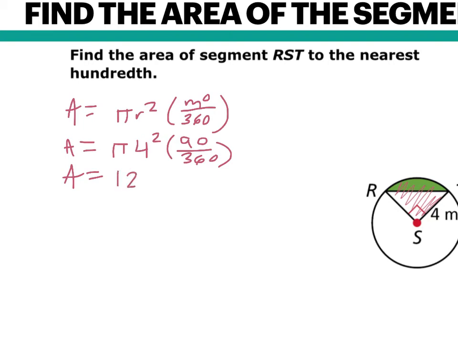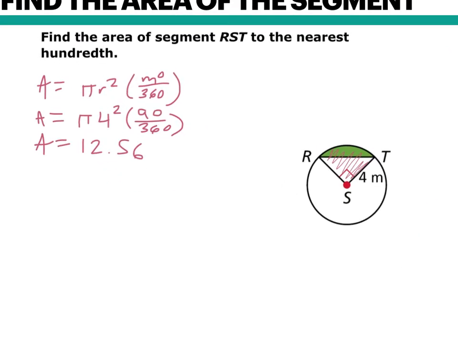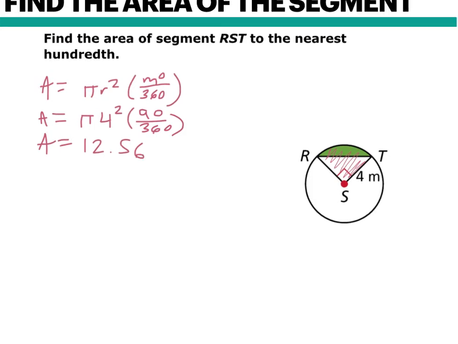So I got 12.56. Yeah, so that's our area of the sector. Now we need to find our area of the triangle.